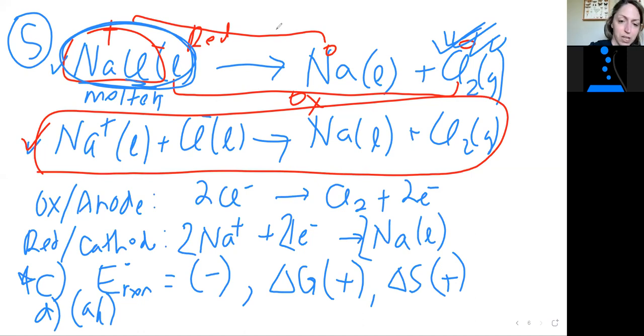Okay, so believe you me, Na plus does not want to be reduced to sodium. So instead, I promise you, water would be reduced instead to produce hydrogen. So you would get conflicting reactions if you made it aqueous, and you wouldn't get the one you'd want. You'd get hydrogen gas instead of sodium metal. Okay, so that would be number 5.